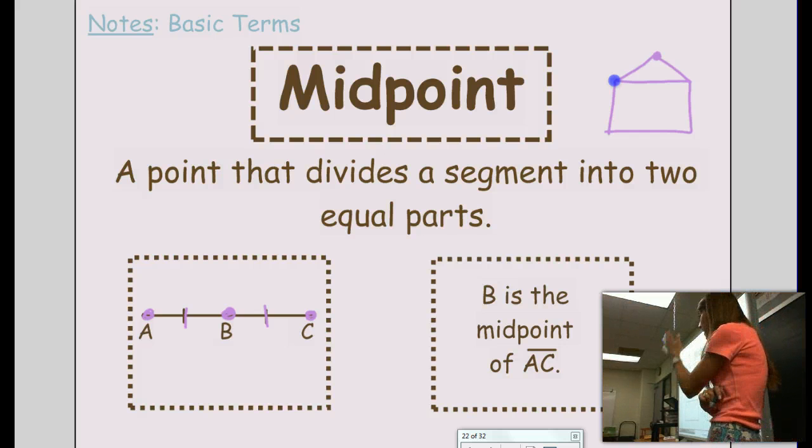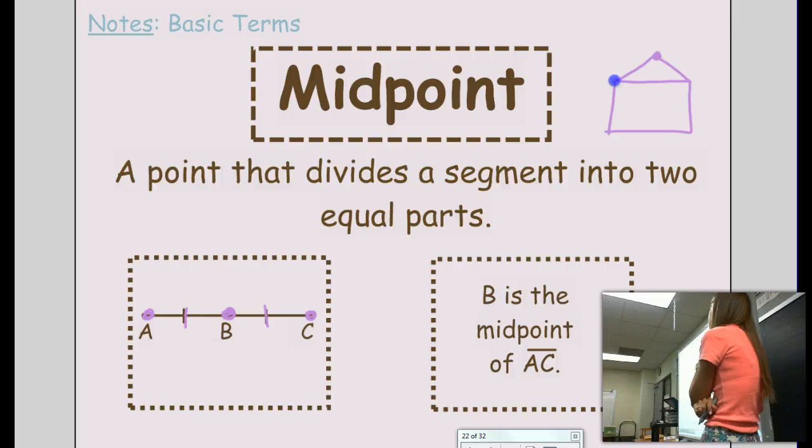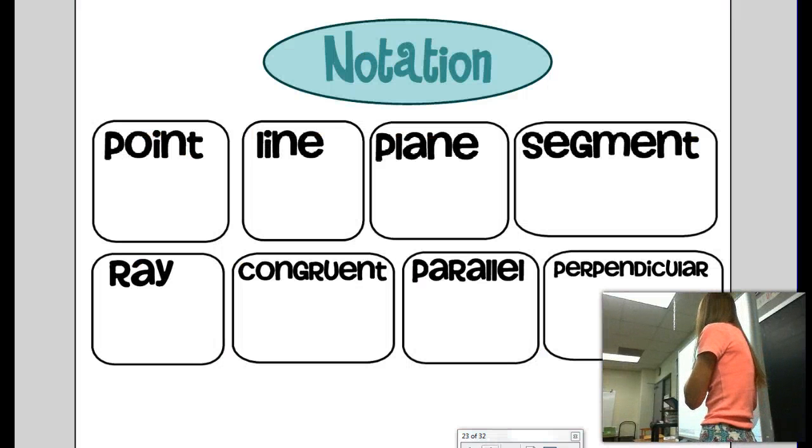When you're trying to share something, you cut it in half. Yeah, that's kind of like bisect. That's finding the middle of it. Very good, when you're sharing something.